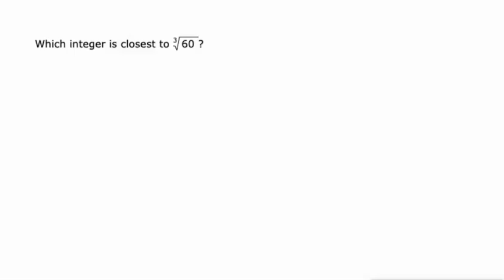And then finally they ask us what integer it is closest to. And we've seen this a couple times already. We know that 4 cubed is 64. That's a little bit too big, but it's really close to 60. If we go down any, we're going to go all the way down to 27. And 60 is a lot closer to 64 than it is to 27. So that's why we're going to say it's closest to 4.